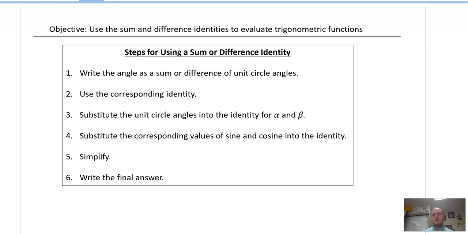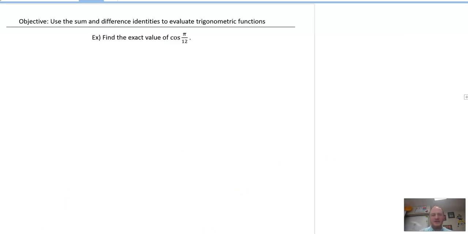Then secondly, we'll use that corresponding identity. Third, we'll substitute the unit circle angles into the identity for alpha and beta. We'll substitute the corresponding values of sine and cosine into the identity. We'll simplify and then write our answer. Okay, let's go ahead and look at an example.